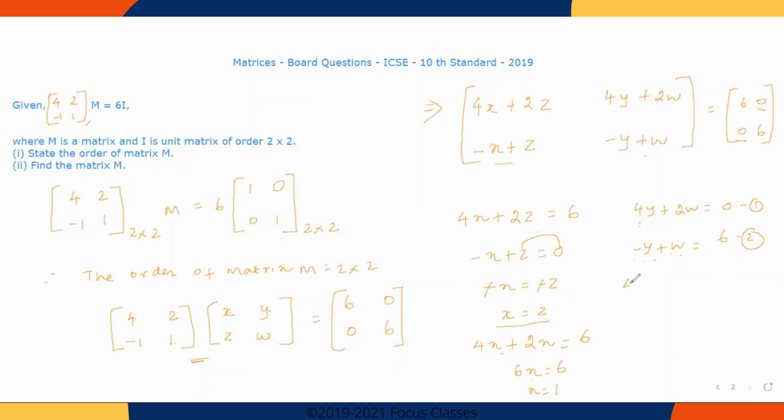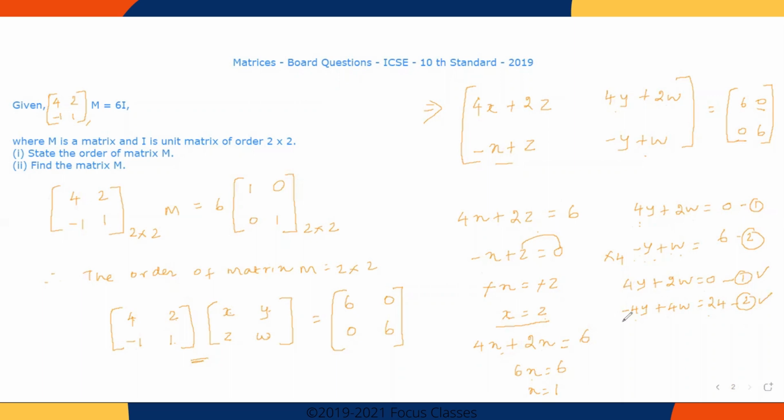So it will be 4y plus 2w is equal to 0, and minus 4y plus 4w is equal to 24. So this is my second. So what I did here is just multiplying this equation with 4. So 4y plus 2w is equal to 0, this is my first expression. And then here minus 4y plus 4w is equal to 24, this is my second expression.